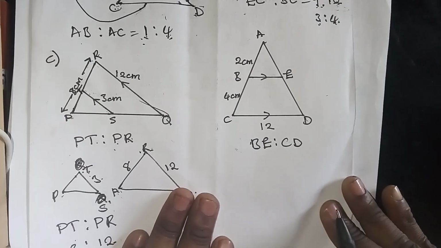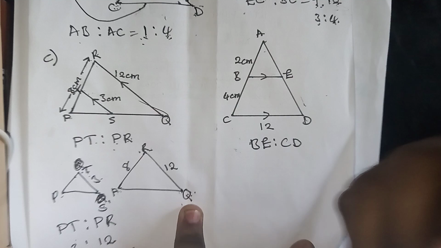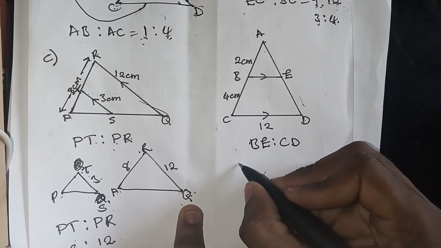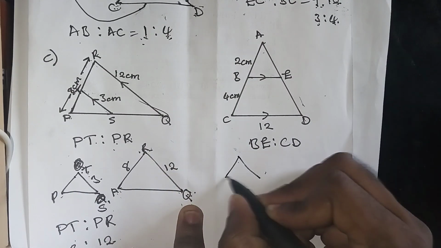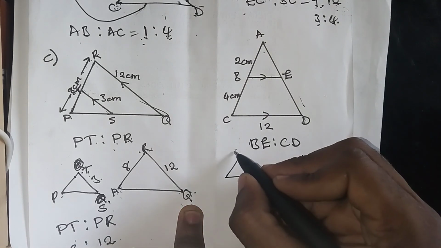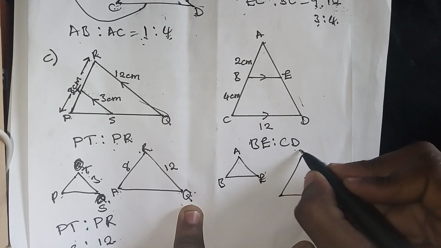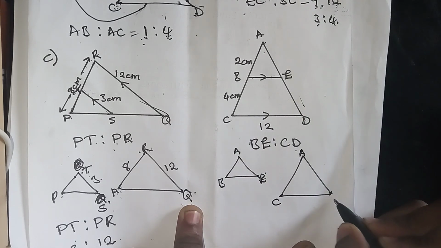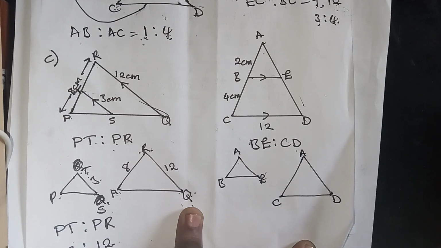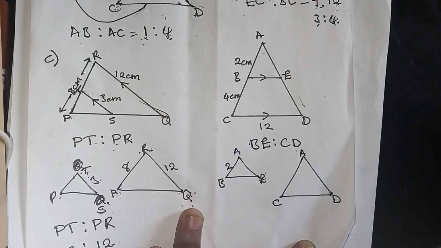Lastly, we have this one here. So when you separate these two, separating makes your work easier in that you can easily see the corresponding sides. If you don't separate them, make sure you are able to see the corresponding sides. If you can't, it's better to separate them. So AB is 2 centimeters. I'll just write it as 2.